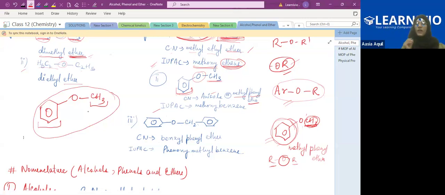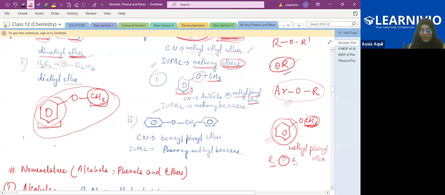If I write down the IUPAC name, which one will you take as the parent chain? This benzene group, this phenyl ring, or this methyl group? Between these two, which will you take as the parent? The benzene ring, very simple, because it has more number of carbons. It is bulkier than the CH3, right? So you will take this benzene as the parent.